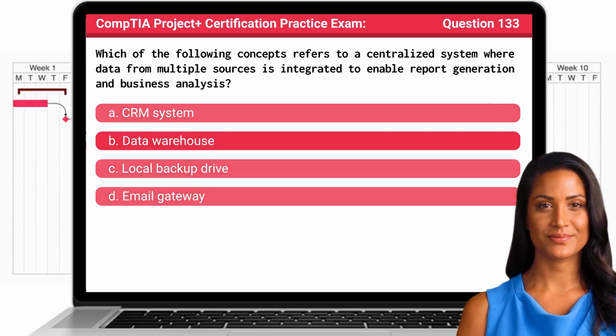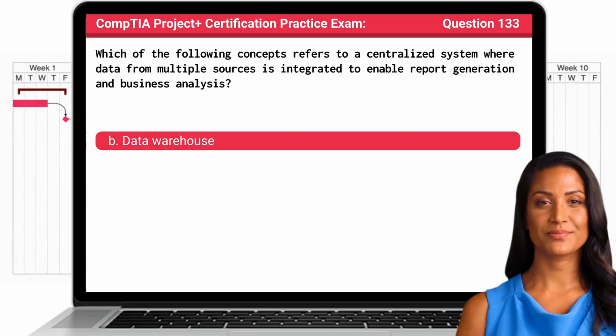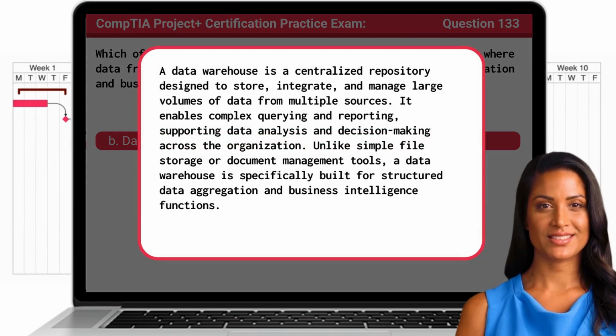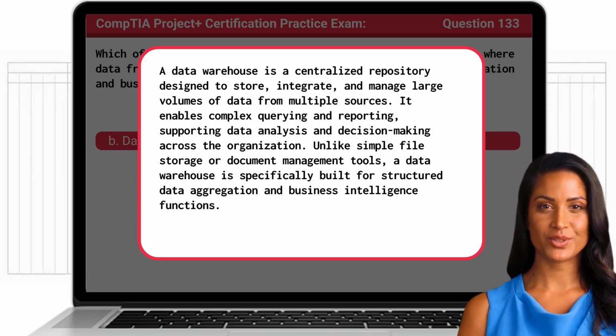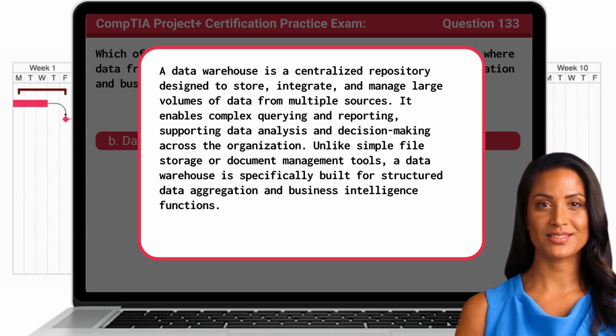The answer is B. Data warehouse. A data warehouse is a centralized repository designed to store, integrate, and manage large volumes of data from multiple sources. It enables complex querying and reporting, supporting data analysis and decision-making across the organization. Unlike simple file storage or document management tools, a data warehouse is specifically built for structured data aggregation and business intelligence functions.